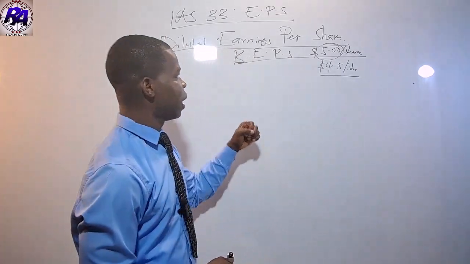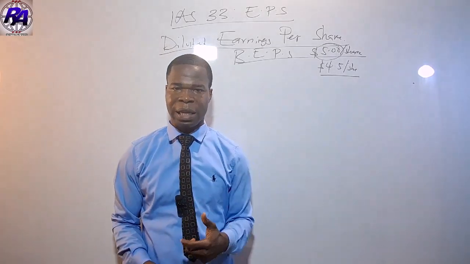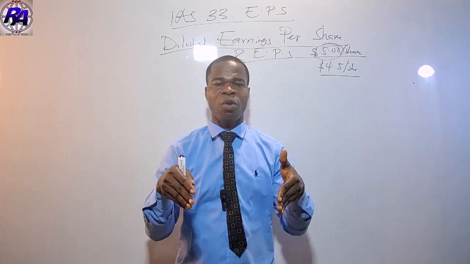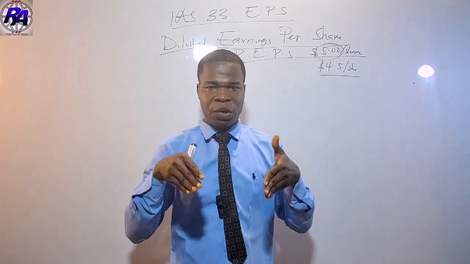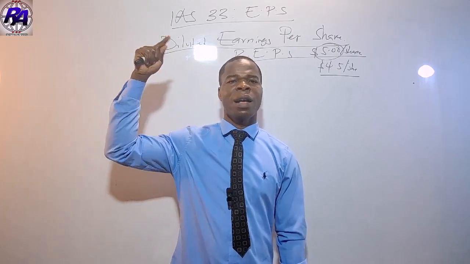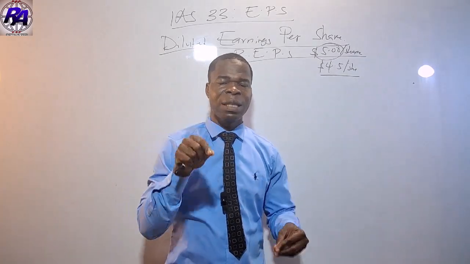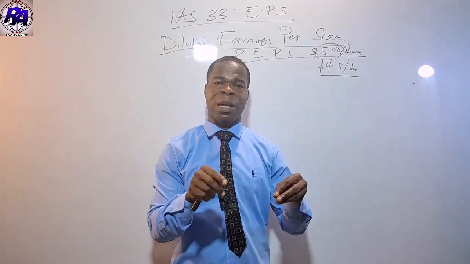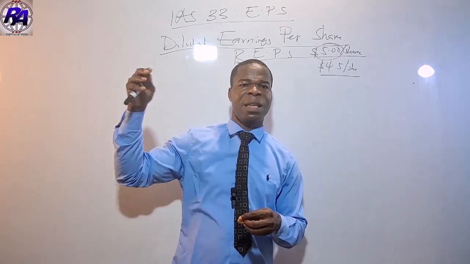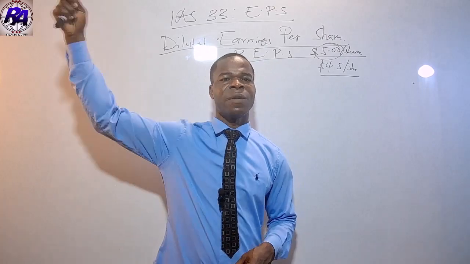Now, what accounts for diluted earnings per share? Sometimes entities take decisions or enter into contracts today, but this is going to affect our capital structure in the future. What I mean to say is that an entity can enter into a contract today. You will look at those contracts very soon, where those contracts will warrant that the share capital of the entity will be increased in the future.